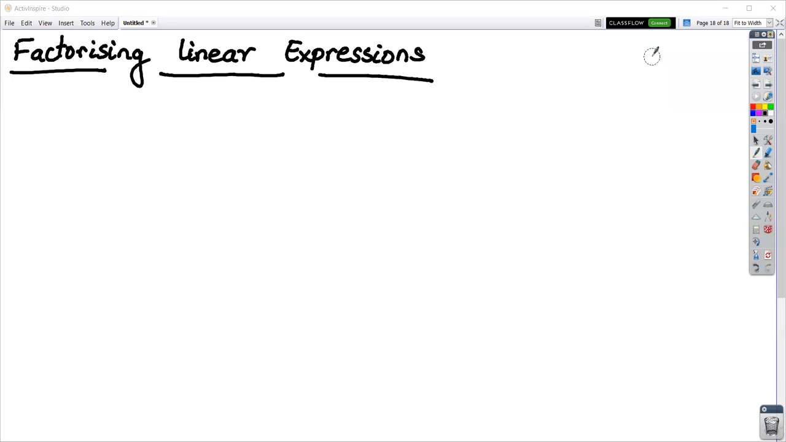Hi there. Today in this video, we are learning how to factorize simple linear expressions. I'm going to start with a simple question and then I'll take you to the harder ones. So I've got my first example, which is 4x plus 6.